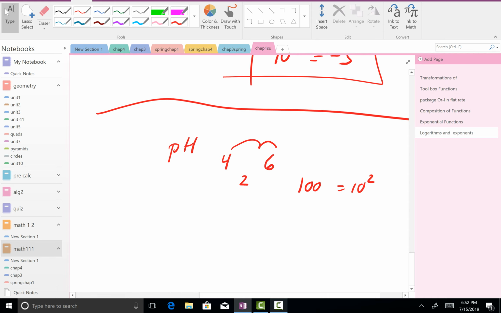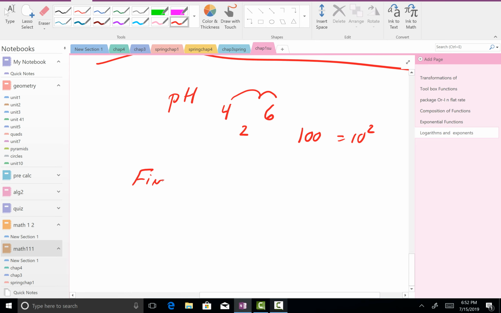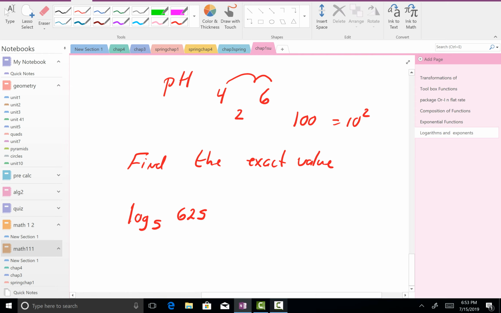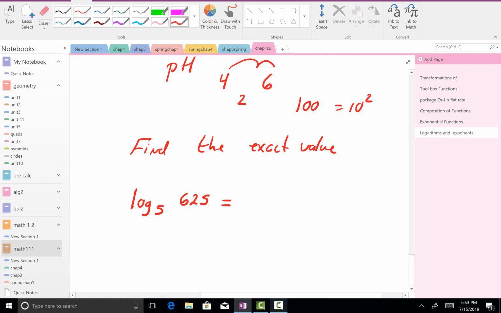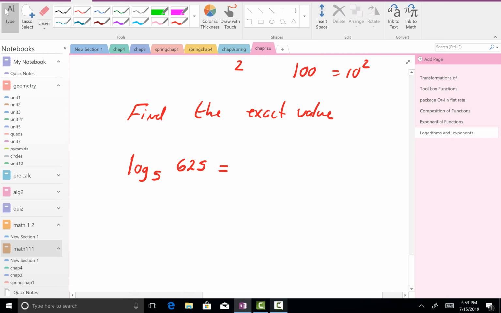So, a couple other things they're going to have you do. One, they're going to say find the exact value, and they're going to give you this: log of 625 base 5. So what is that equal to? Well, obviously you could use decimals to do it, but they don't want you to. They want you to work it out without using a calculator or any type of technology.